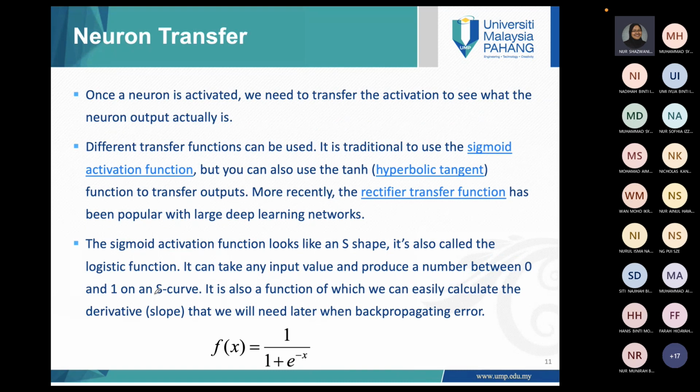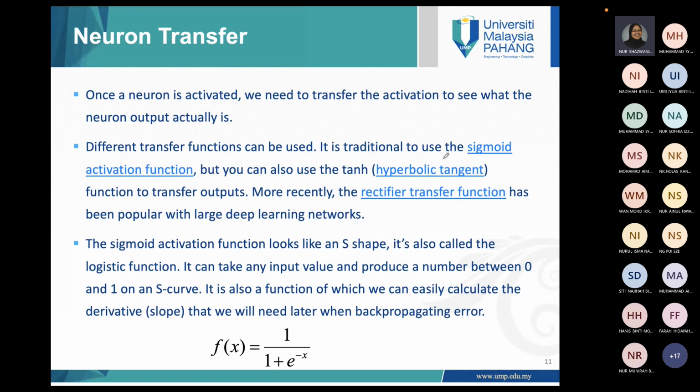The fourth part is the neuron transfer. Once you have activated the neuron, that means you do the calculation, input times the weight. After that, you have to do the neuron transfer. That means we transfer the activation to see what the neuron output is, based on the neuron activation calculation. Different transfer functions can be used.